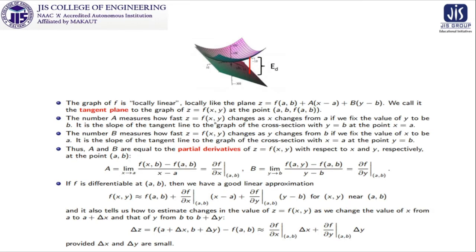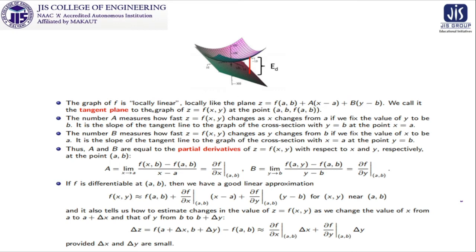Now we are having a similar diagram to what we received in the linearization part. There are some properties that we can consider for our study. The graph of f is locally linear, locally like the plane z equals f(a,b) plus a into (x minus a) plus b into (y minus b).